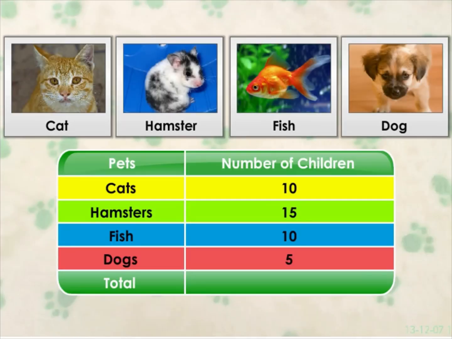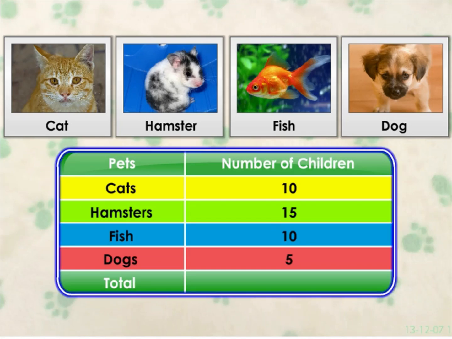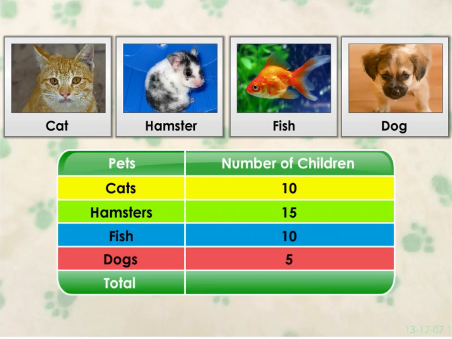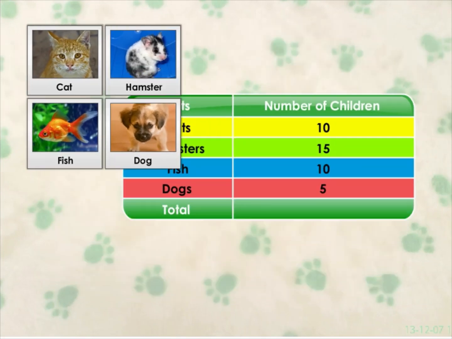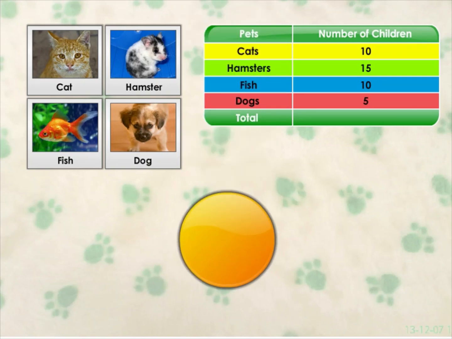Arun conducted a survey on favorite pets among his friends. The table shows the data he collected. How else can he display the data? Yes, he can draw a pie chart. Let's help him construct the pie chart.